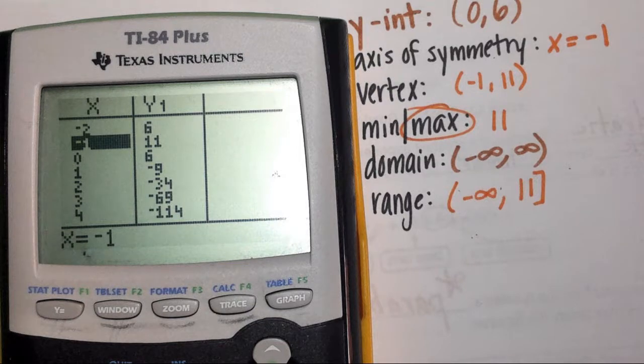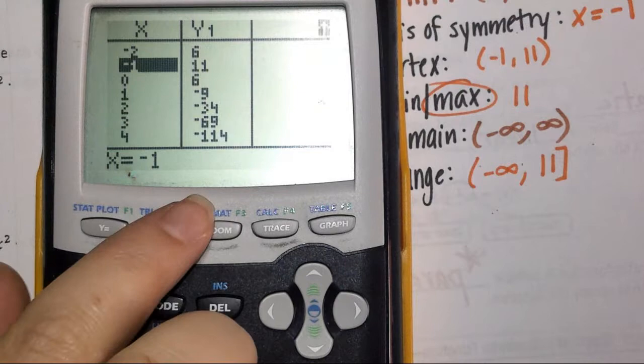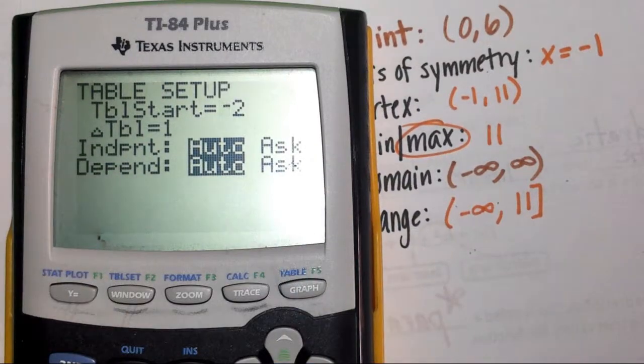So if you want to be fancy, there's a button that says table set. So you can press second table set. When you get to table set, you're actually now in control. So you can tell it what number to start on. That's what table start means. And then the little triangle table means delta table. So you're telling it how to count. Right now it's counting by 1. So 1, 2, 3, 4, 5. But if Cassidy wants it to count by halves, she can tell it count by 0.5, 0.1, point whatever. So if you're wanting it to give you decimals, it can. It's that good. But again, there's a better way.